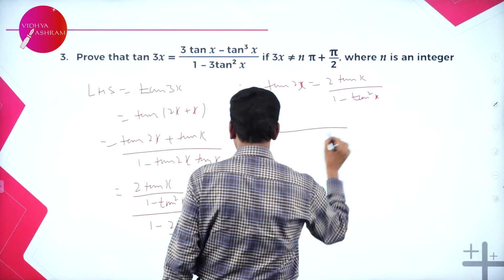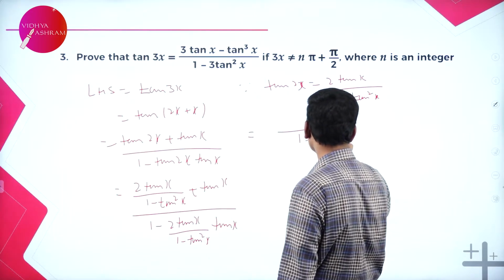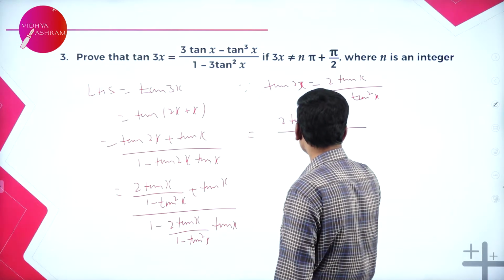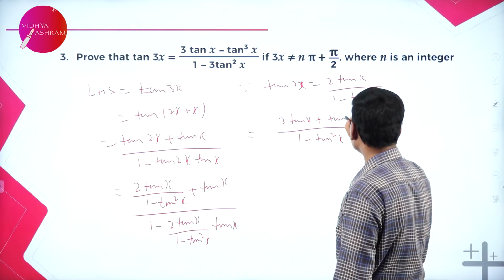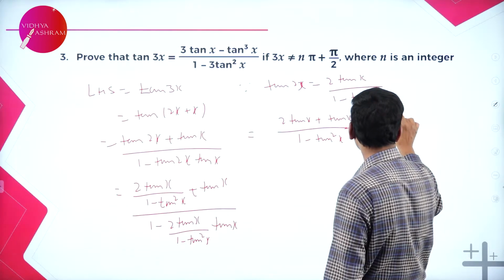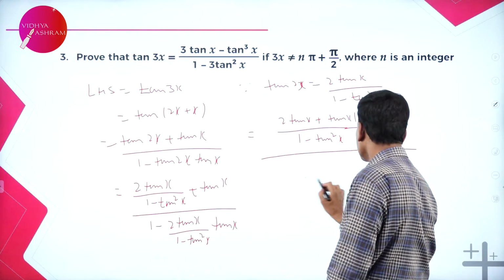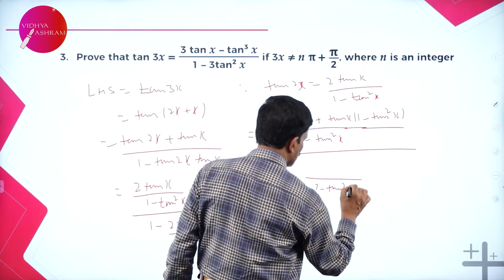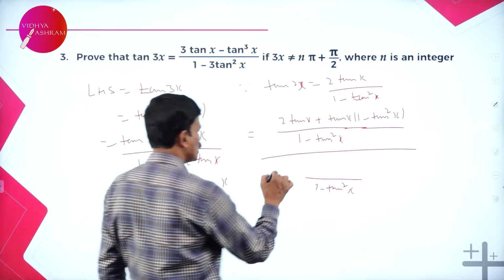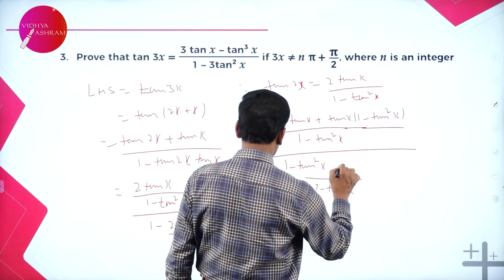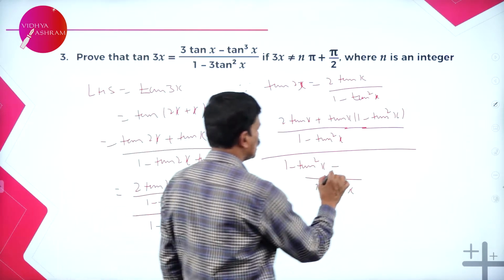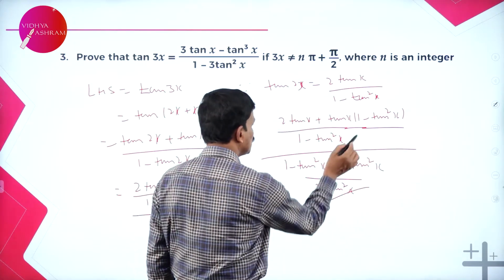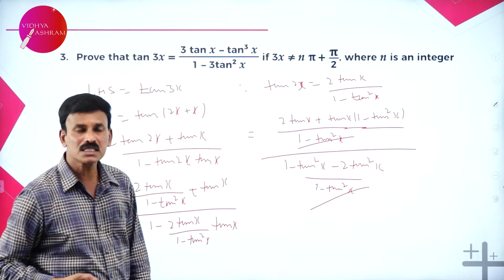So that is equal to, what is LCM in the numerator? 2 tan x as it is, plus cross multiplied, plus tan x into (1 minus tan square x), whole divided by, in the denominator, 1 minus tan square x is the LCM. Cross multiply: 1 minus tan square x into 1 is 1 minus tan square x, minus 2 tan x into tan x is 2 tan square x. Cancel the terms which get cancelled in the denominator and numerator. 1 minus tan square x gets cancelled.